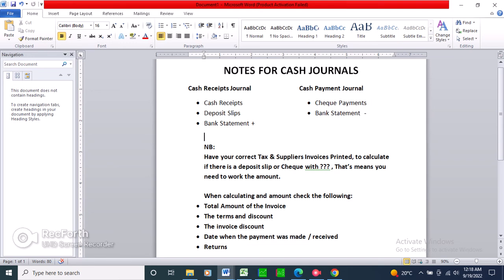So if they say you need to calculate a check, a deposit, or a deposit slip that has a question mark, it means you need to work out the amount. When calculating the amount, check the following: the total amount of the invoice, the terms and the discount, the invoice discount, the date when the payment was made or received, and the returns. It's one and the same thing when you're checking your cash payment channels: you go to your suppliers' invoice dates and your check payment date, then you check your terms and the discount. Remember, you minus the returns from the original amount of the invoice. I'm going to show you, but this video is for information only.